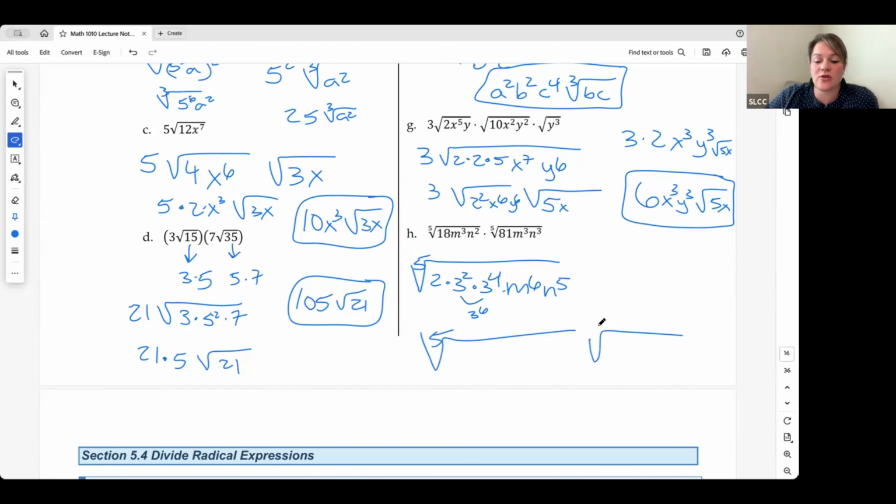M to the 6th, same thing. M to the 5th, and then 1 M has to stay, and then N to the 5th can come out. Now I go ahead and divide all of these by 5, so I'm left with 3 M N, and then what's left under the 5th root? Don't forget the root. So 2 times 3 is 6, so 6M.